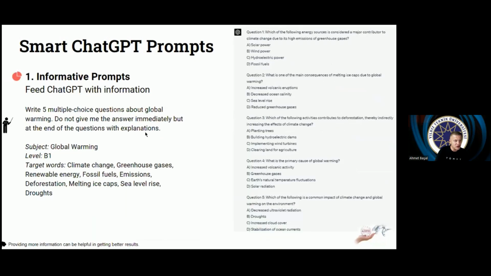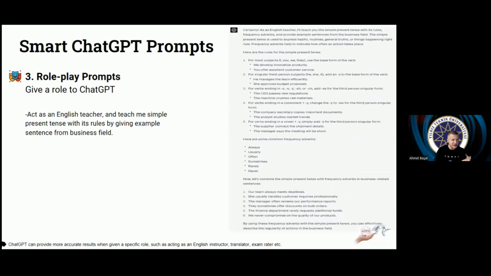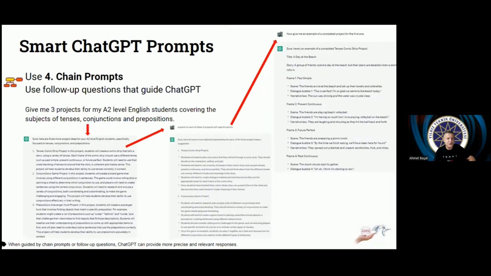Okay, I would like to repeat it. First, informative prompts, you feed ChatGPT with information. The second one, modeling prompts, you show model answers to ChatGPT and want ChatGPT to imitate your model. And the third one, giving a role to ChatGPT so that ChatGPT can act as a language teacher, as an assessment expert. And the fourth one is chain prompts. Okay, these are the 4 prompt types from my point of view, and these are important.